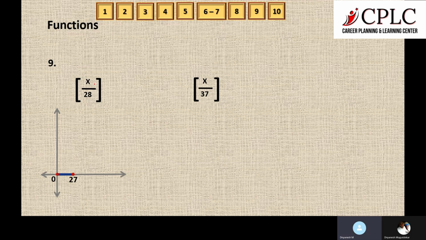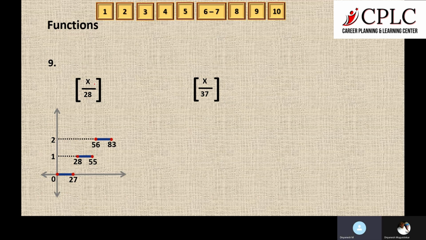Until when will the output be 1? Until x becomes 56, because double of 28 is 56. So the output will remain 1 for values of x from 28 to 55, one less than that. The output will become 2 if x is 56, until 28 times 3 is 84, 84 minus 1 is 83. So from 56 to 83, the output will be 2.